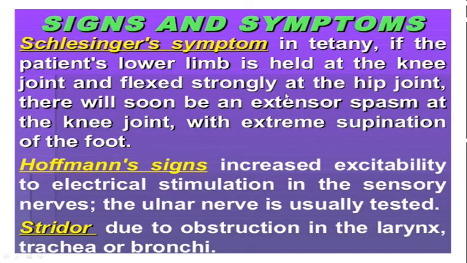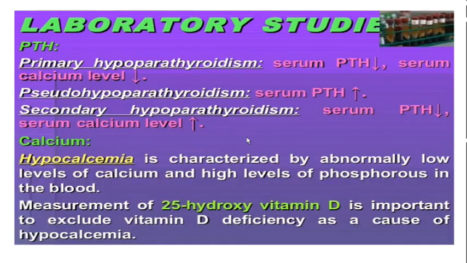Then you have something called Schlesinger's sign, where the patient's lower limb is held at the knee joint and flexed strongly at the hip joint, and there will be an extensor spasm at the knee joint with extreme supination of the foot. Hoffmann sign is the increased excitability to electrical stimulation in the sensory nerves. The ulnar nerve is usually tested, and there can be a stridor.